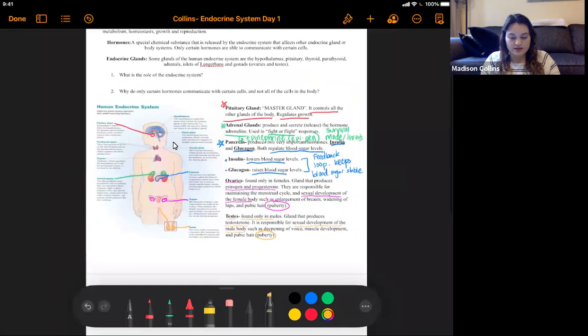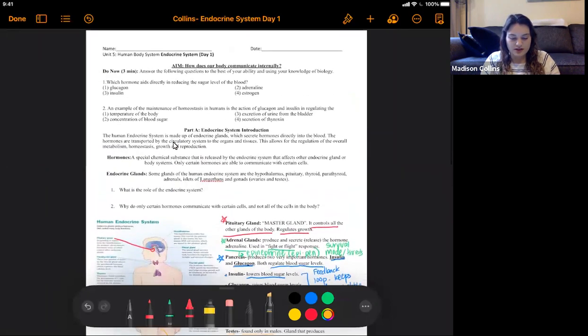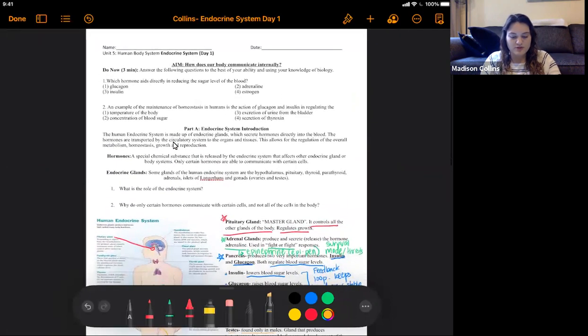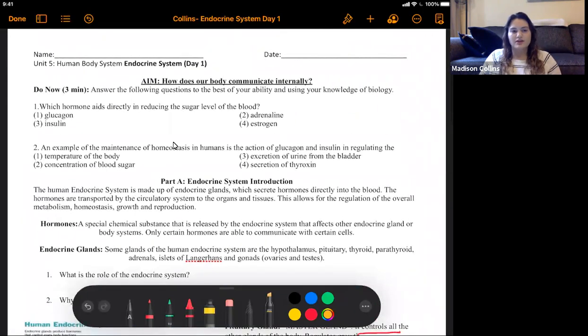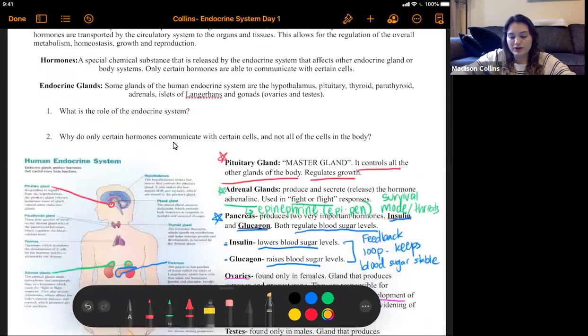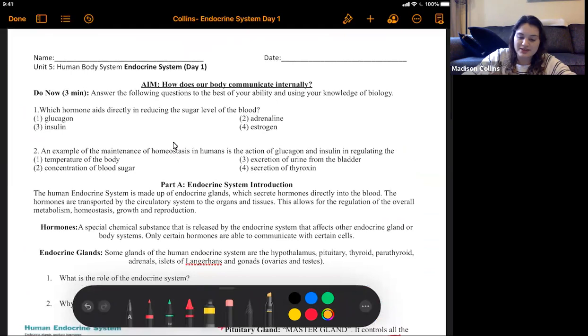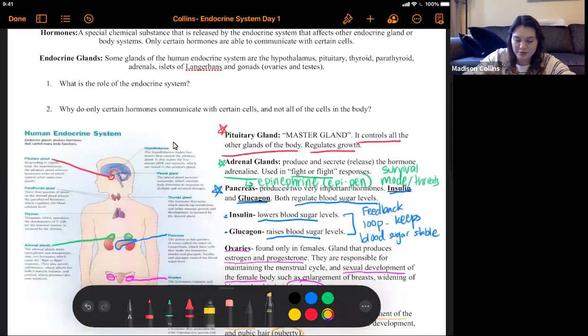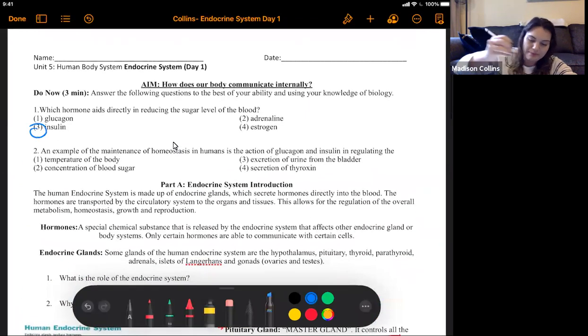All right, now let's go over the Do Now before I end this video. So question number 1, which hormone aids directly in reducing the sugar level of the blood? Well, hopefully you recognize that that is going to be insulin. Insulin, as we saw, is produced by the pancreas and works to lower blood sugar levels. So the answer there was 3.